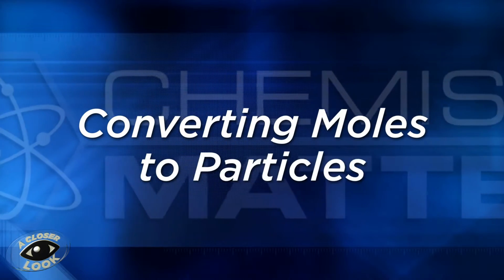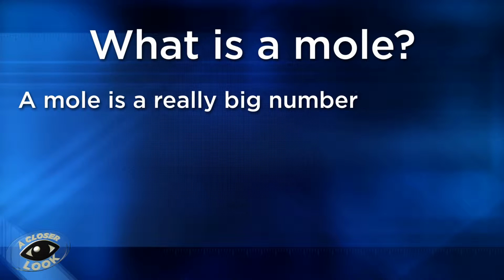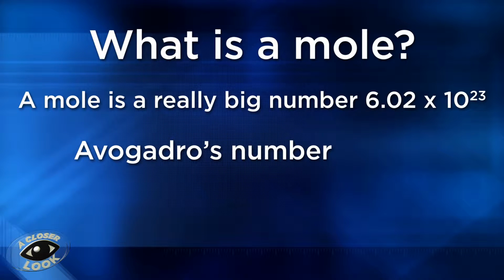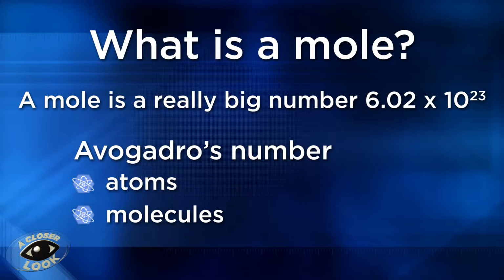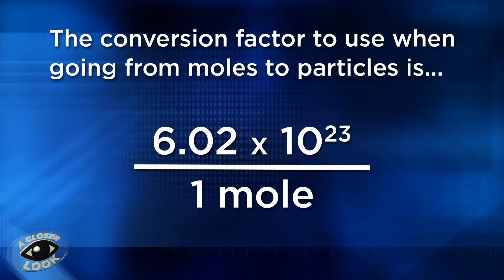In this closer look, we'll focus on converting from moles to particles. As a reminder, a mole is a really big number, 6.02 times 10 to the 23rd, sometimes referred to as Avogadro's number. The particles in the conversions can be either atoms or molecules. When doing these calculations, use this conversion factor.